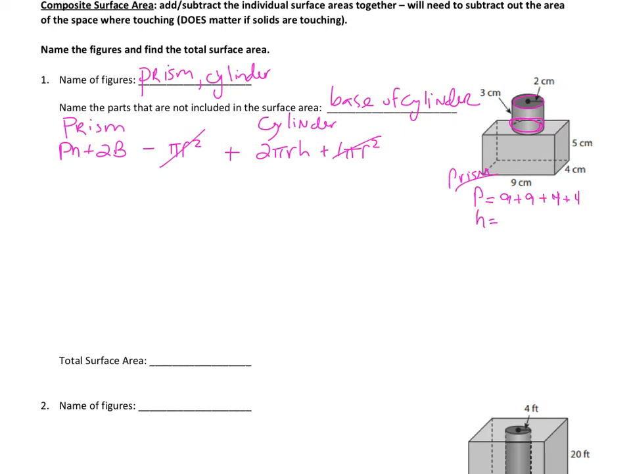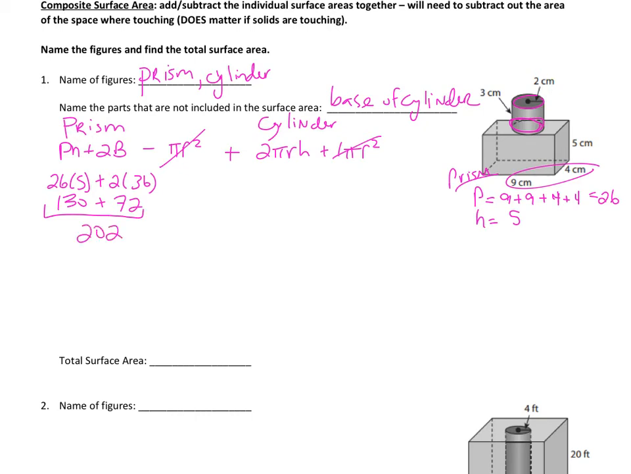So now we can fill in all of the pieces that we have. For the perimeter of my prism, I take 9 plus 9 plus 4 plus 4, and I get 26. The height of my prism would be the 5. So that gives us 26 times 5 here, plus 2 times the area of my base. So 9 times 4 would be 36. This gives me 130 and then 72. So if we add those together, the surface area of my prism alone is 202, and that would be centimeters squared.